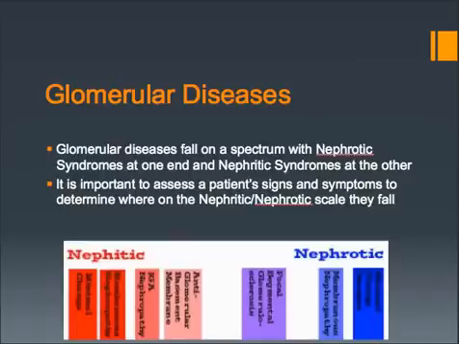When assessing a patient, it is important to assess their signs and symptoms to determine where on the scale they fall. Treatment depends on the underlying etiology and the degree of glomerular damage and dysfunction. Patients with nephritic syndrome may complain of bloody or dark-colored urine, which can be seen in the photo. Patients may have swelling in areas of low tissue pressure, such as the periorbital and scrotal areas.